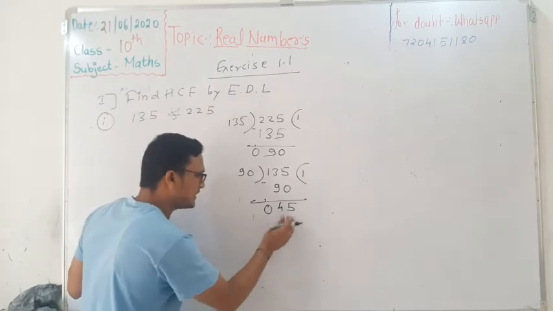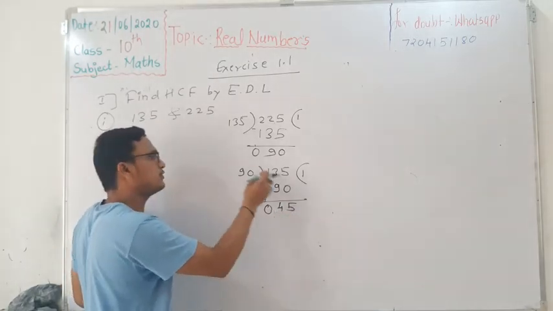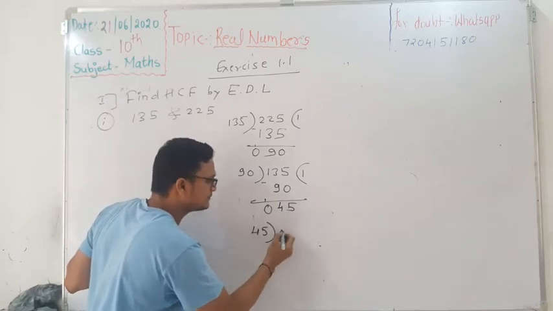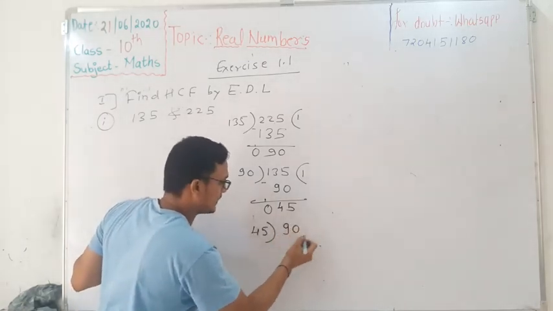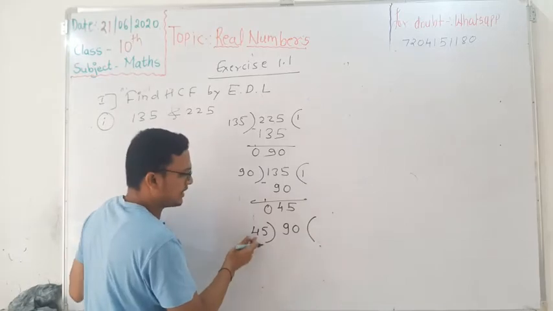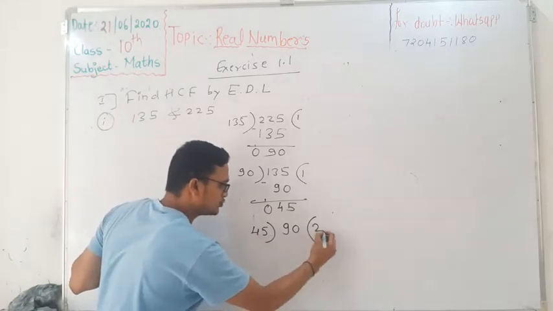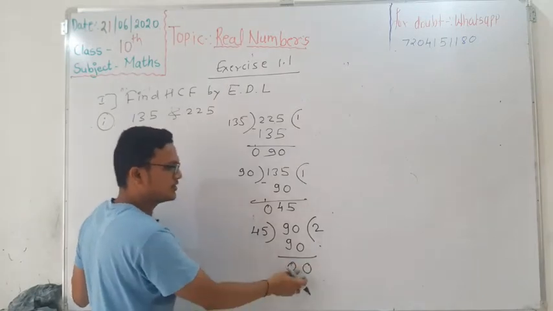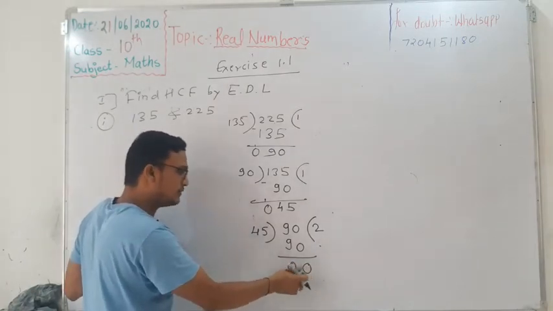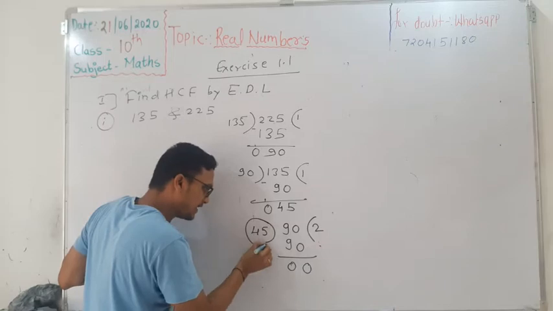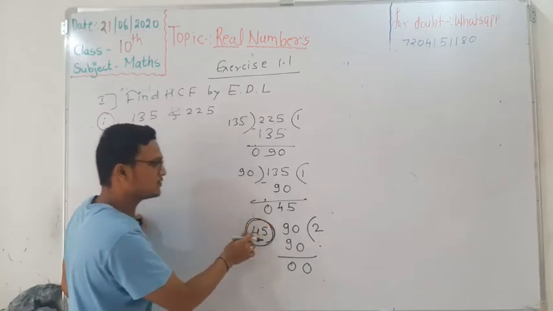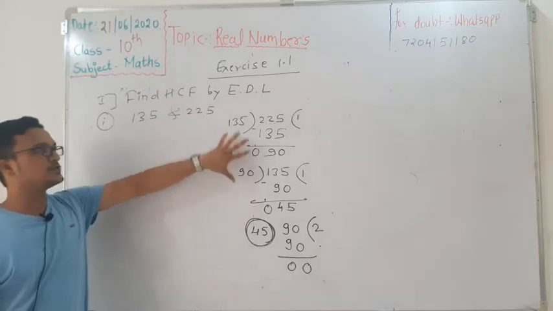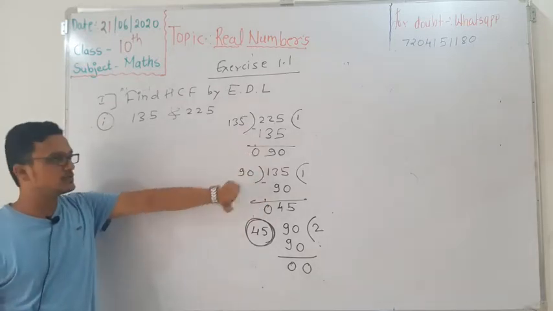So again we will divide. With the help of this remainder, the divisor is 90, so 45 will divide 90. As we know, 45 into 2 is 90, so it is 0. Here the remainder is 0. It means whatever divisor we have, that is 45, so 45 will be the HCF. This method is called the long division process method.